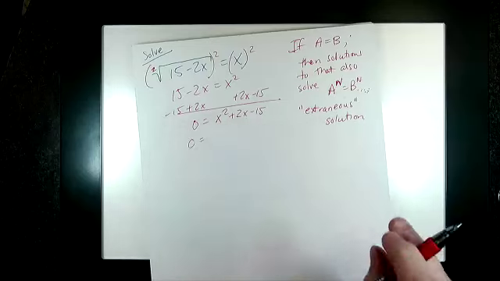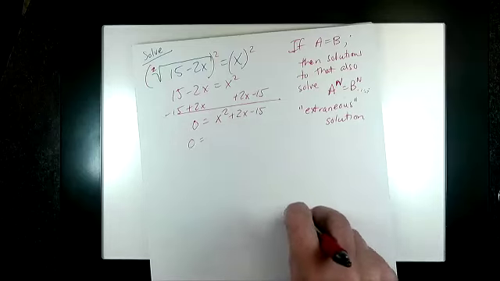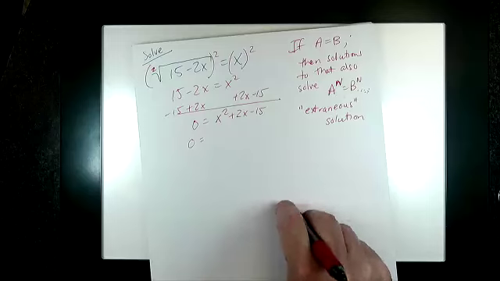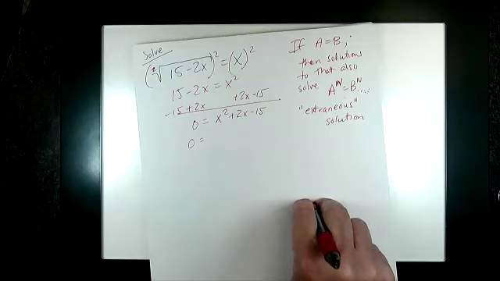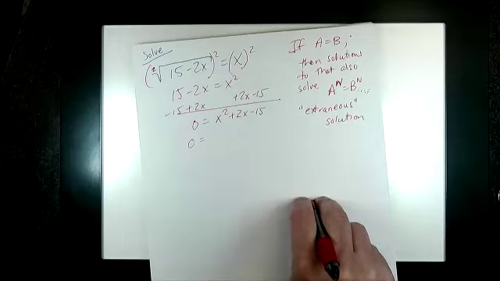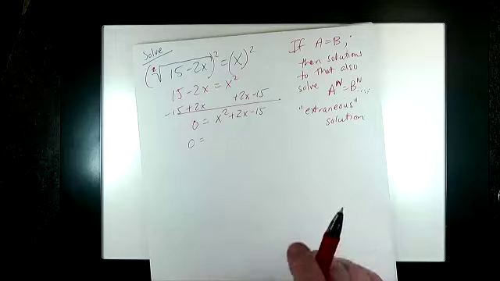Remember, the highest power says the max number of roots, or max number of zeros. That's what we're looking for. If you raise everything to a power, you are increasing that number, and so you are allowing for more possible zeros or roots.